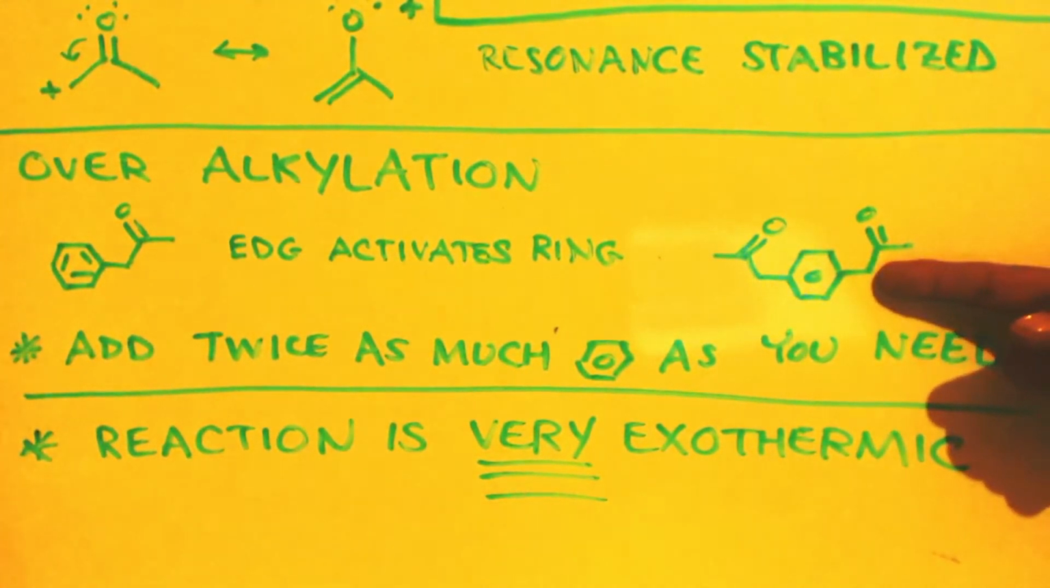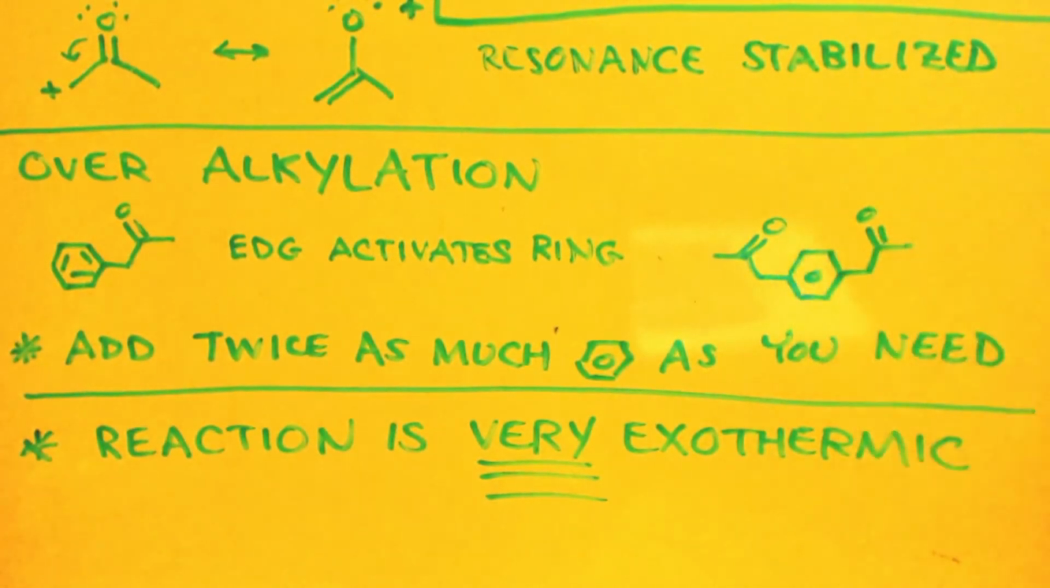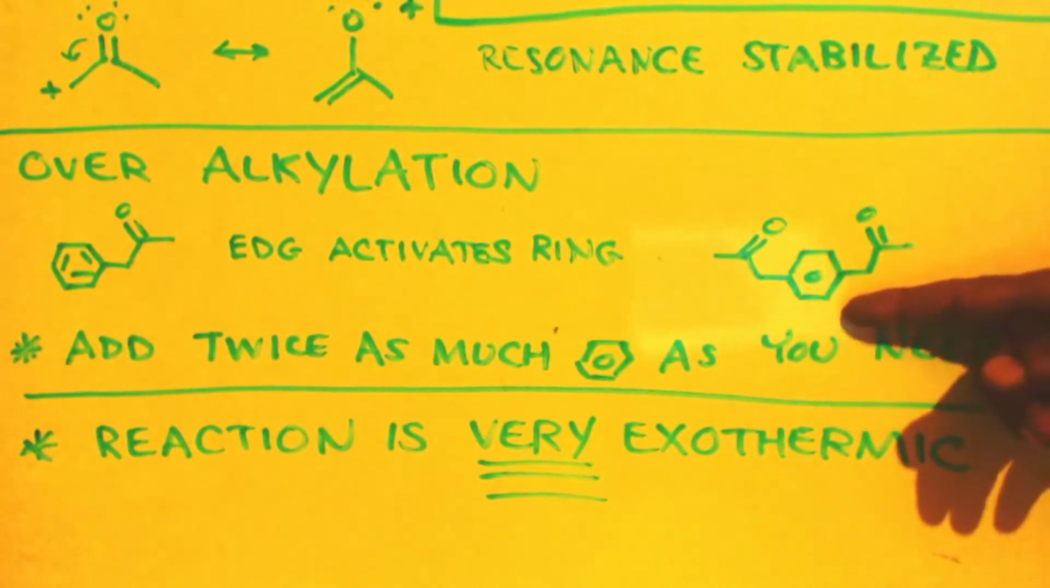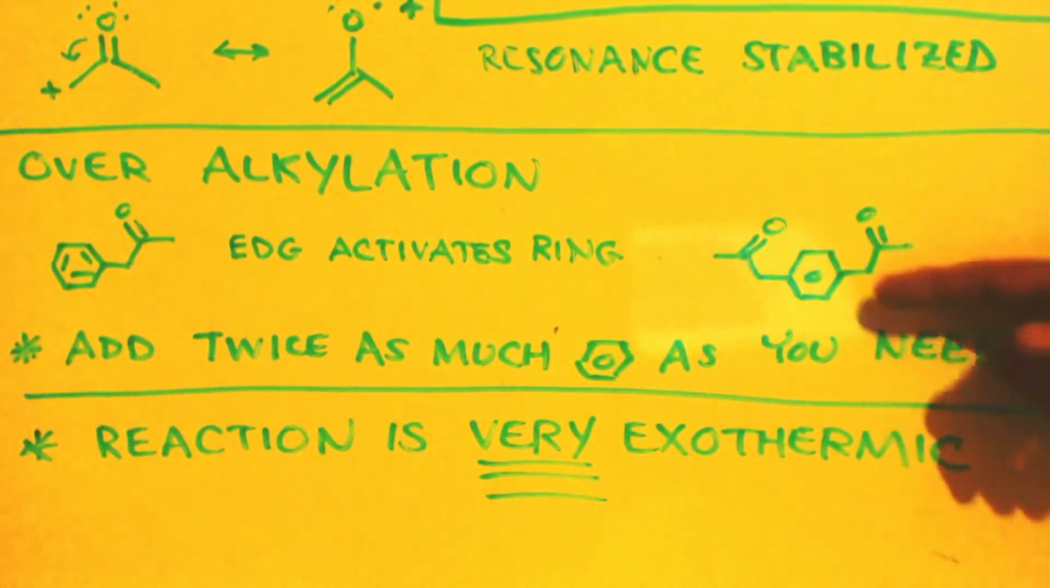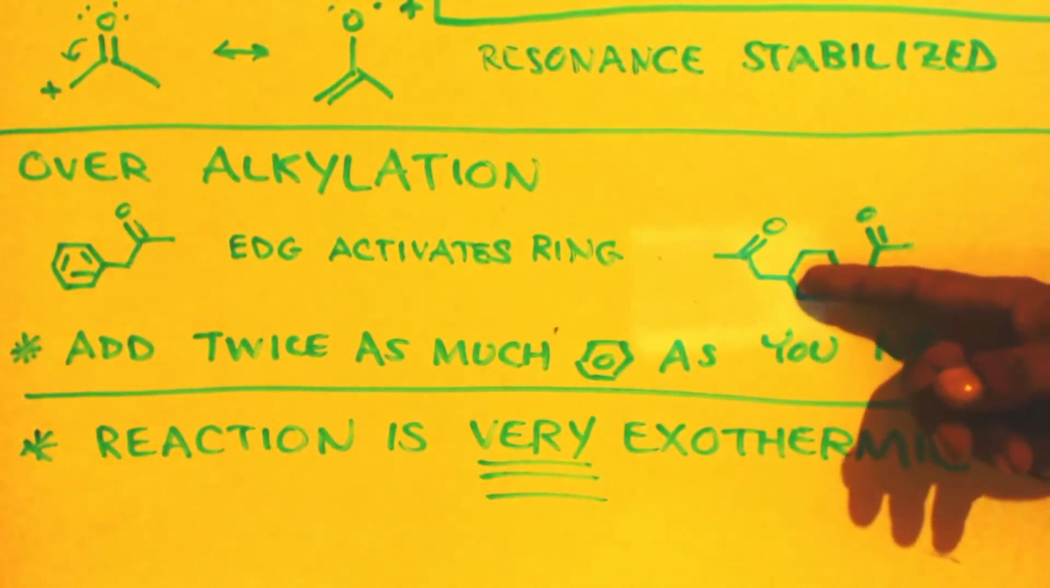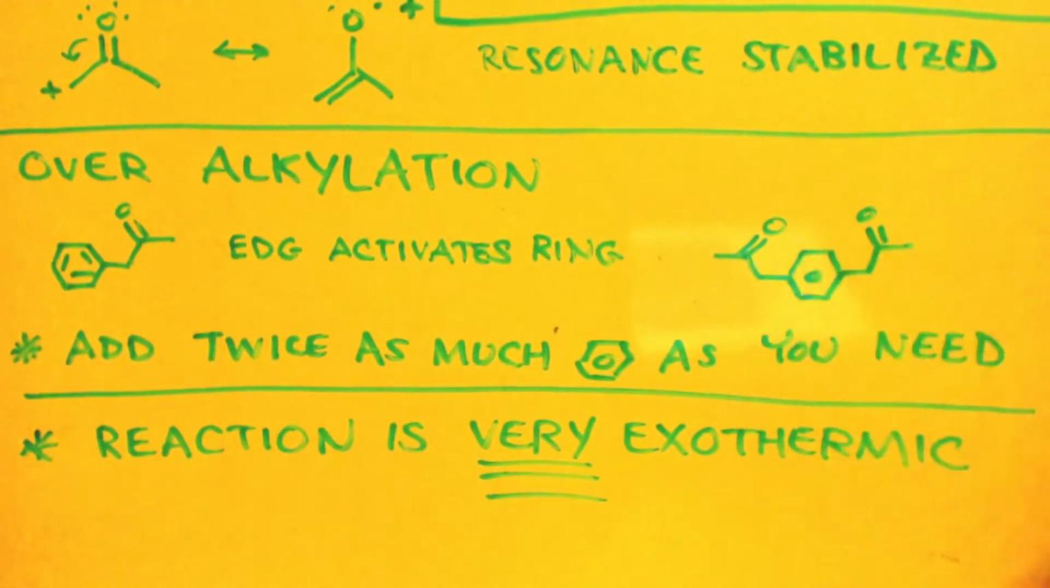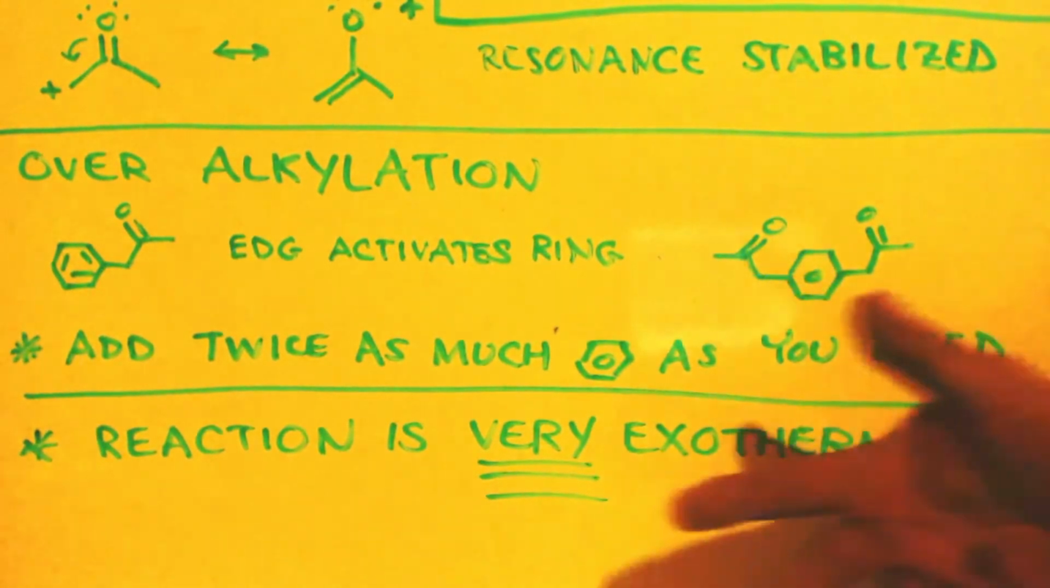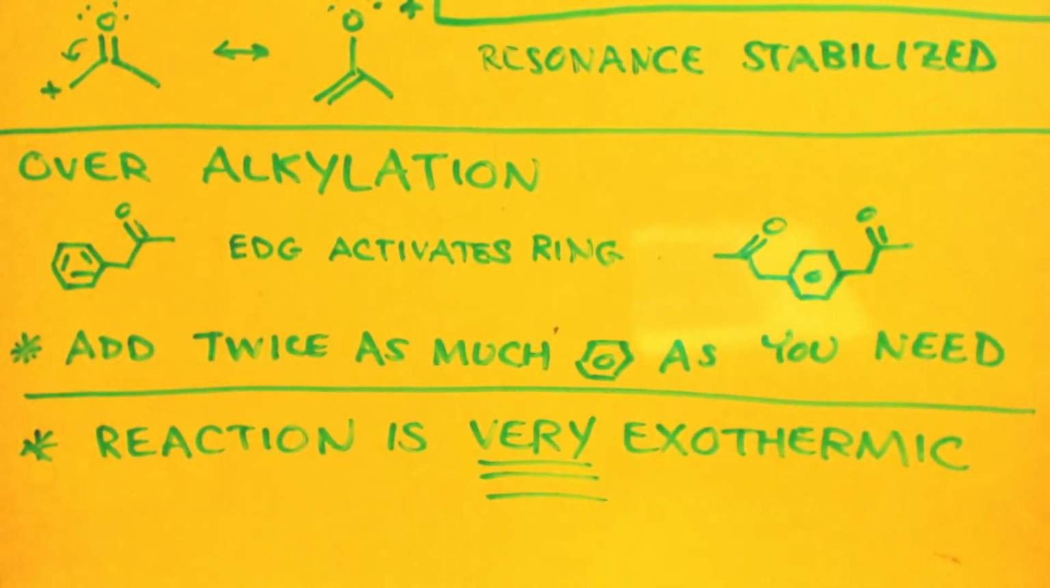Since it's an alkyl group, it's going to be an ortho-para directing group, but I doubt it would add at the ortho positions because of steric interference. I think you'd have pretty much all of it at the para position if you had any kind of over-alkylation. How do you stop that from happening? You can't, but you can cut it down a lot. Just add in twice as much benzene as you need.